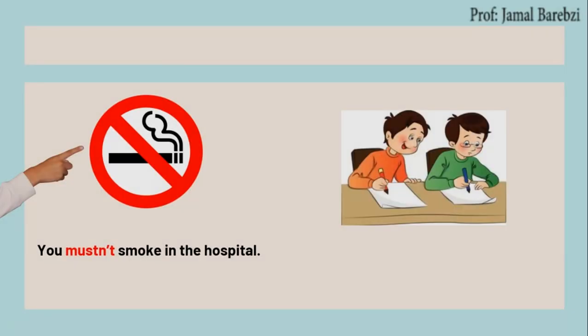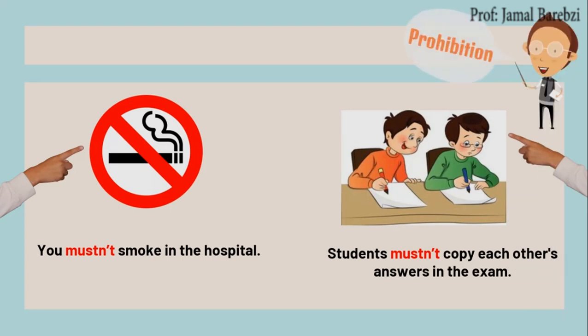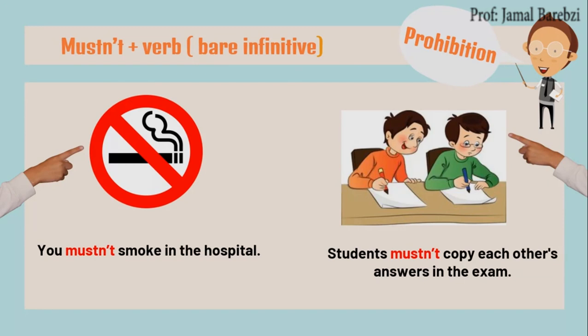Look at these students. They are having an exam. What is the student in the red pullover doing? He is cheating? Is it allowed to cheat in the exams? No, it's not a good thing to do. Students should rely on themselves. Great. Students mustn't copy each other's answers in the exam. So, mustn't is used to express prohibition. Again, mustn't is followed by the infinitive form of the verb.